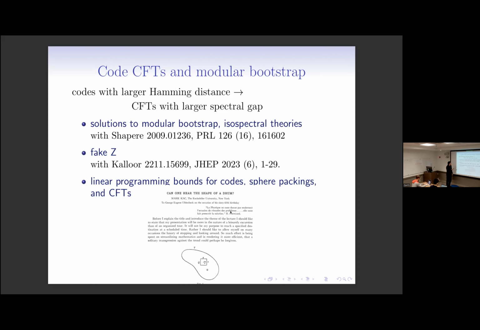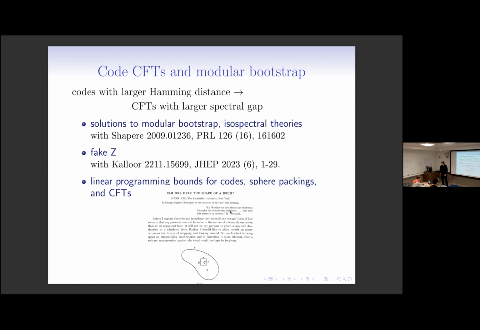And those isospectral lattices give you isospectral CFTs, which means that physically two different conformal field theories, you calculate their torus partition function exactly the same. Okay, so that's already some very explicit result. We published this paper in 2020. Two years later on, we published another paper where we constructed what we call fake Z.